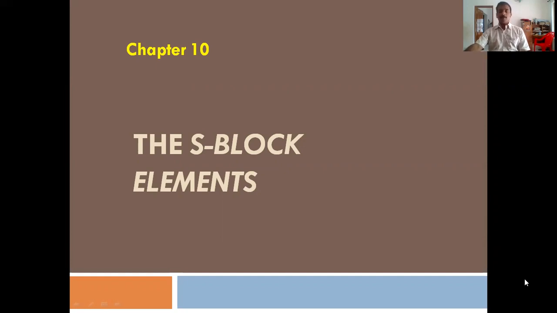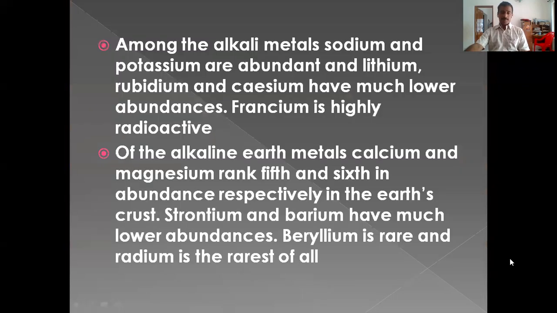So what is S block? S block consists of the first and second groups, that is alkali metals and alkaline earth metals. Among the alkali metals, sodium and potassium are abundant, and lithium, rubidium, and cesium have much lower abundance. Francium is radioactive.